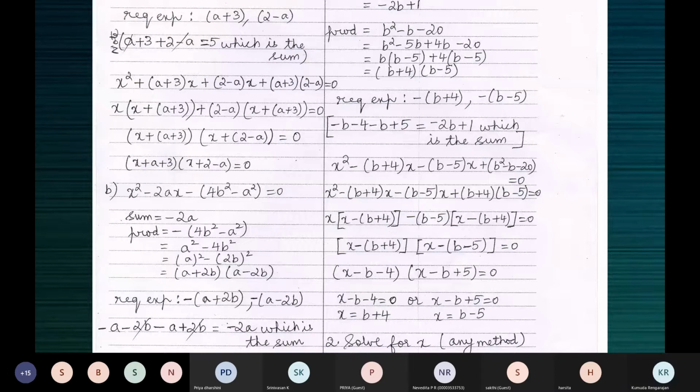X square. Meaning, how will you continue? X square minus of a plus 2b of x. Very good. Minus of a minus 2b of x. Yes. Plus a plus 2b into a minus 2b, ma'am, is equal to 0.